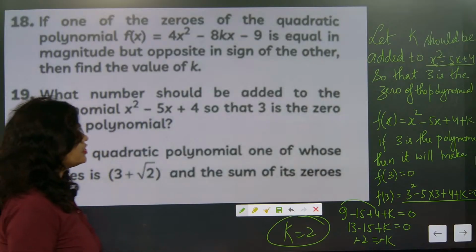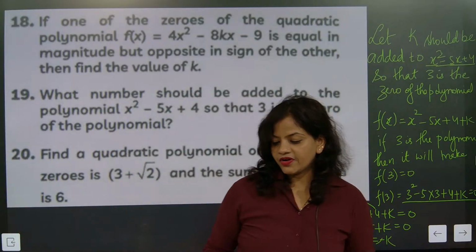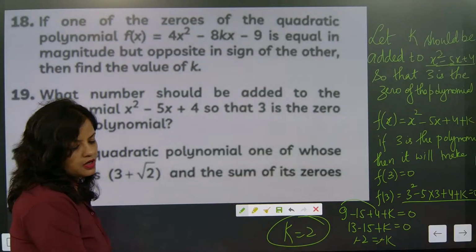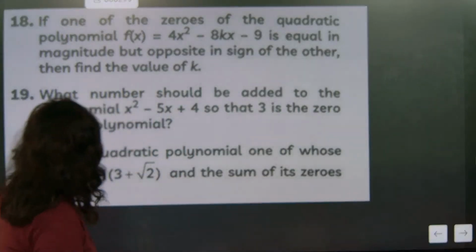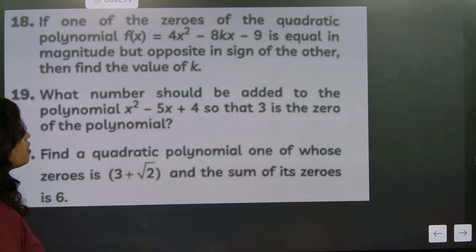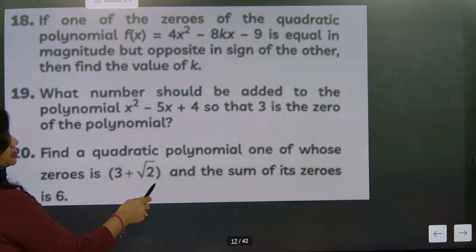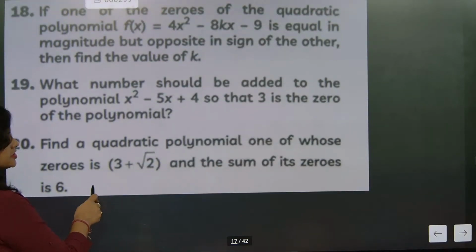Okay, so now we will go for the next part. Everybody please try and understand. So 2 is the correct answer. Now let's go for the next question. Find a quadratic polynomial, one of whose zeros is this and the sum of its zeros is 6.